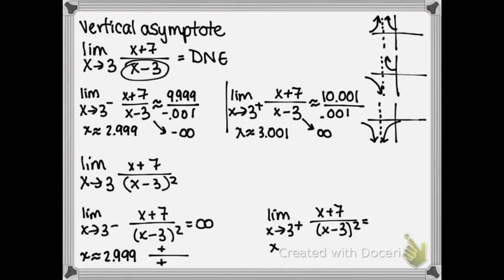Okay, this one, we're going to plug in 3.001. And if we plug that into the numerator, we get a positive. Plugging it into the denominator, we get, again, a positive because we're squaring. So we do a positive divided by a positive. Our right-hand limit is positive infinity. And this limit does exist. This limit is going to equal positive infinity since on both sides of the vertical asymptote, the graph approaches positive infinity.